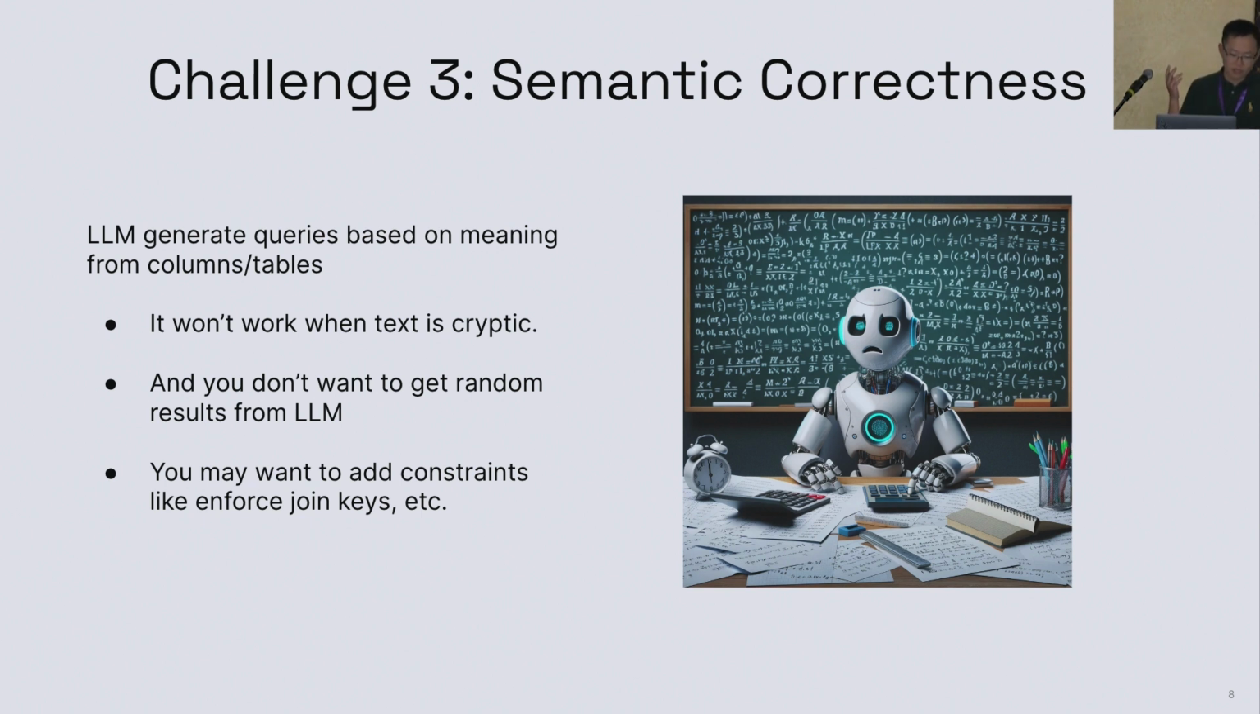And also, you don't want to get any random result generated from a large language model. For example, if you are a data team, you always want to enforce table joins always using certain join keys. Or if you want to filter some result, you always want to filter using some specific columns and some specific filtering conditions. So ensuring semantic correctness is important if you want to deploy this in production.